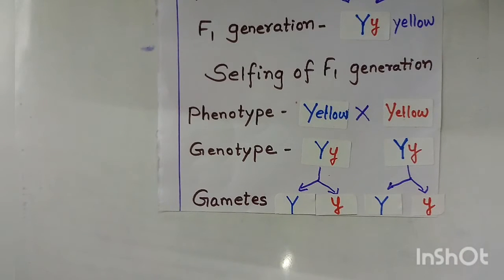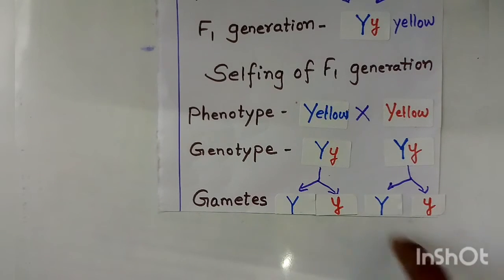Now at this stage comes our second law, which is called the law of segregation. What does it state? When hybrids form gametes, the alleles segregate or separate from each other and enter different gametes. The gametes that are formed carry only one allele, which can either be dominant or recessive, and they express purely. Hence, the second law is also called the law of purity of gametes.